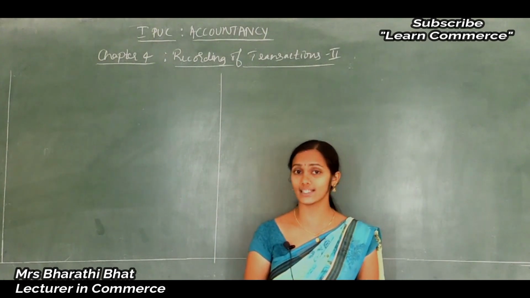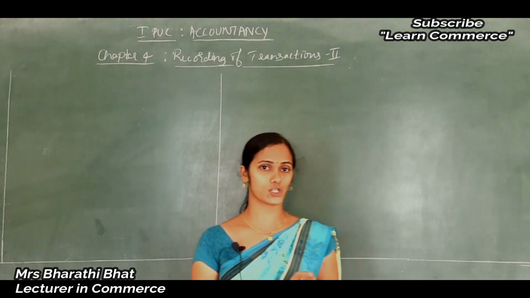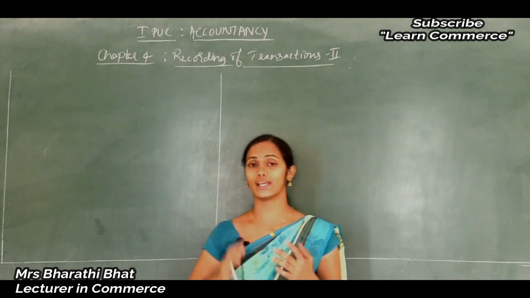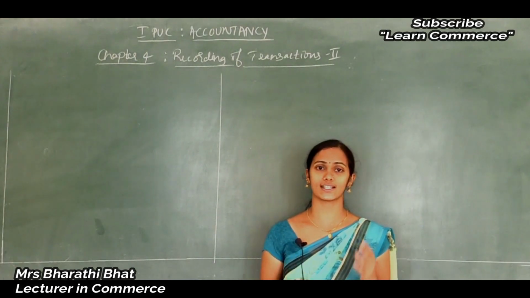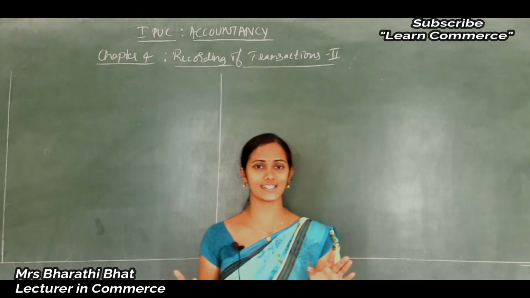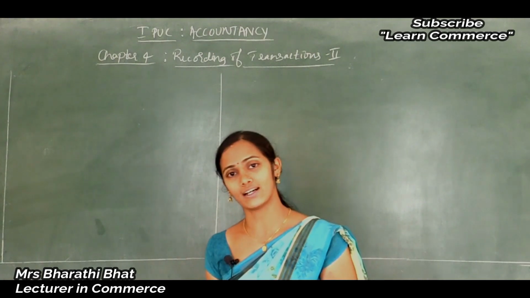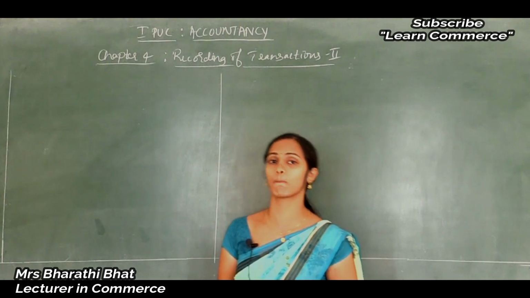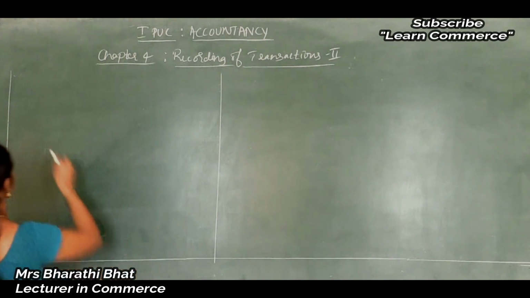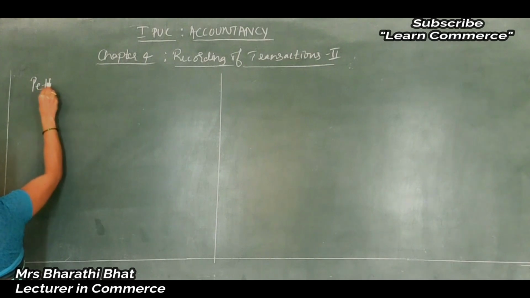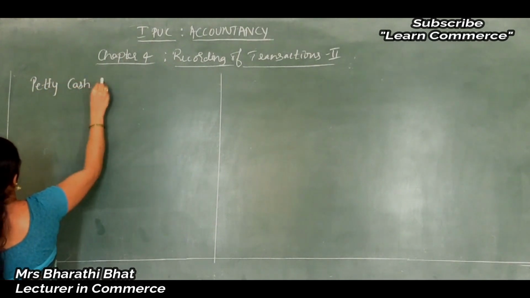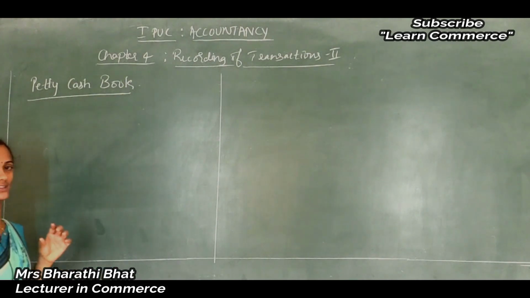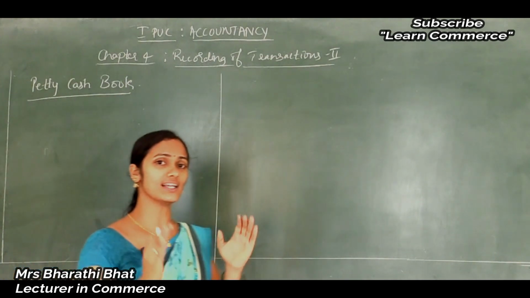And I told you that there are three types of cash book. One is simple, another one is double, and the third one is petty cash book. So in this class let's discuss one more important, easiest and interesting concept of cash book, that is the third type of cash book, the petty cash book. Petty means very small, means small cash book.